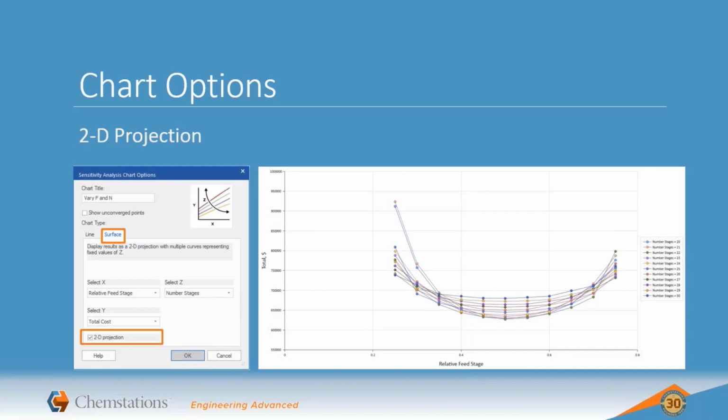When the 2D projection option is checked in surface, the recorded variable is instead plotted in 2 dimensions to show the effect of changing the first independent variable for fixed values of the second independent variable. Before the implementation of the surface in this version of CHEMCAD, this chart was the only chart type available for visualizing the results in CHEMCAD 7 and earlier when varying 2 independent variables.